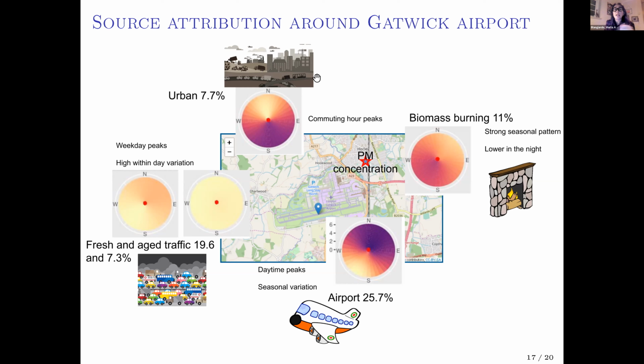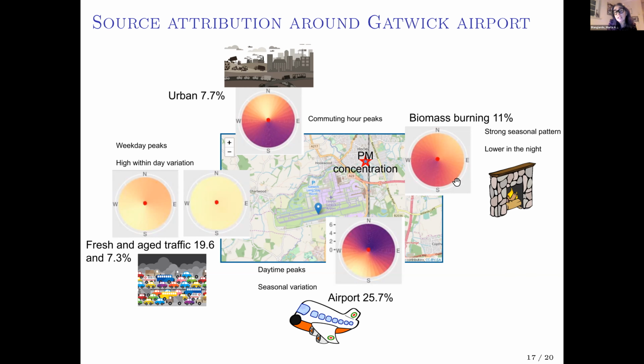This one here is about 8%, with strong wind coming from the north and a commuting peak. So this must be something urban, because as I said, there aren't really other big cities around the area, but London is really north. So it could also be interpreted in that way.